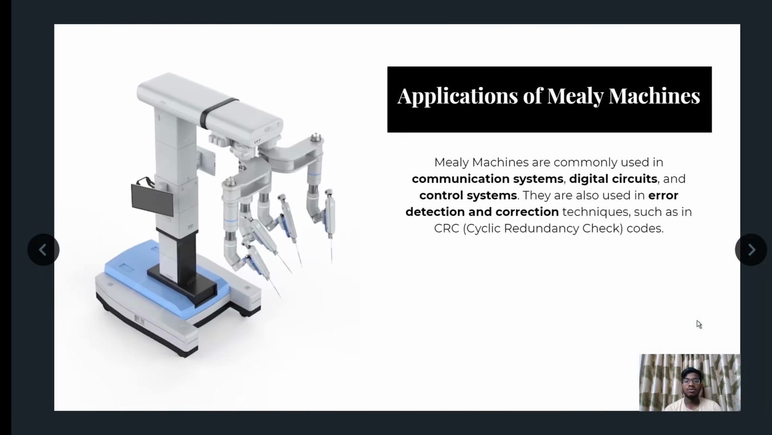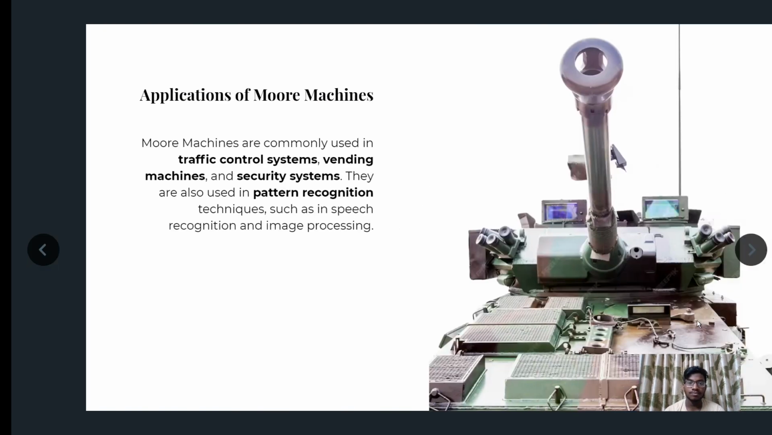Applications of Mealy machines. In our day-to-day life, where are we going to use these types of Mealy machines and Moore machines? Mealy machines are commonly used in communication systems, digital circuits, control systems, etc. They are also used in error detection and correction techniques such as CRC, cyclic redundancy check codes, which are useful in transferring communication over a network.